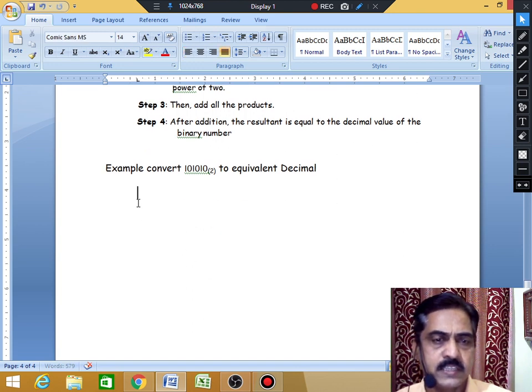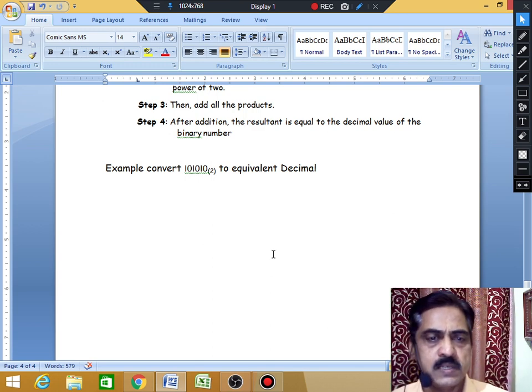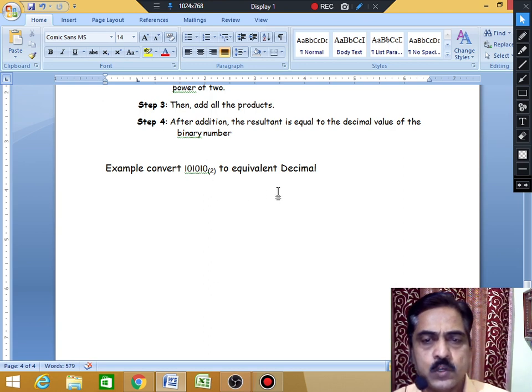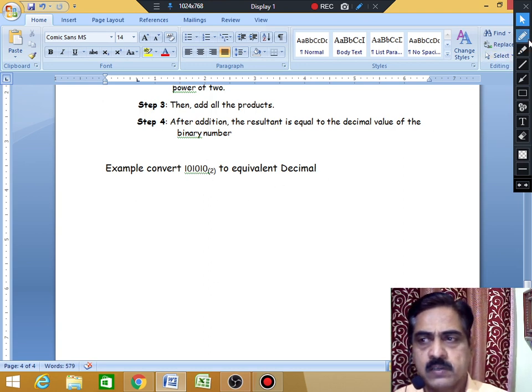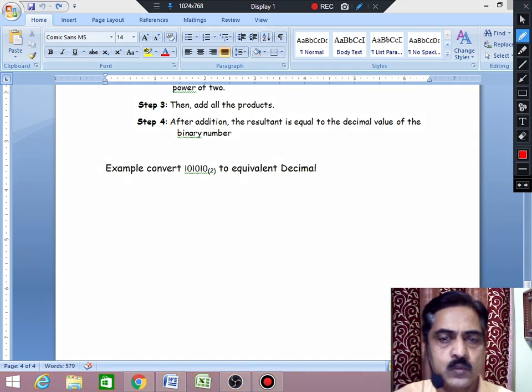So here is an example. Let us see how the given example works out. Convert 101010 base 2 to the equivalent decimal, and for this let us go through this one.